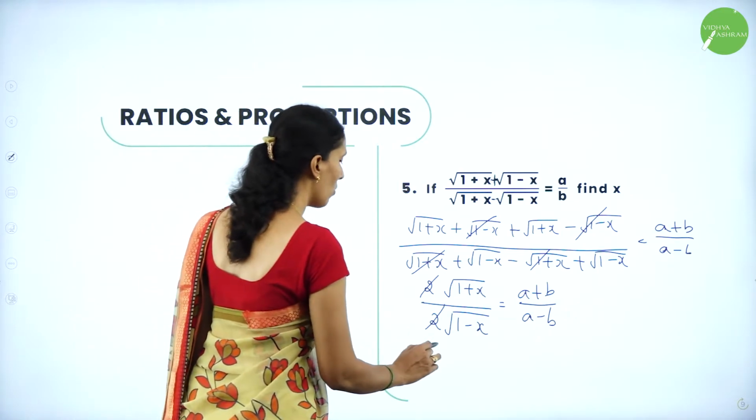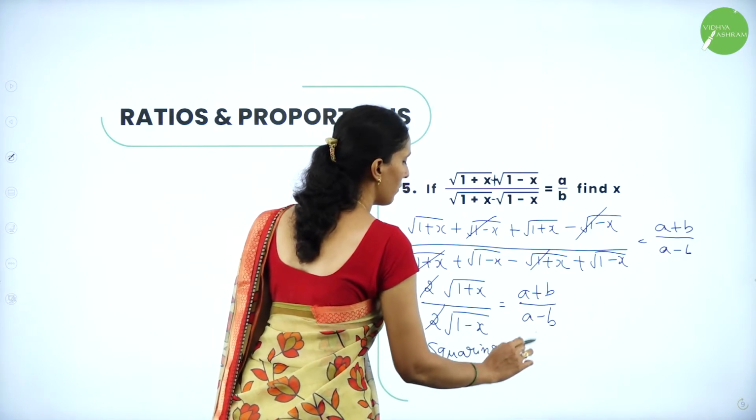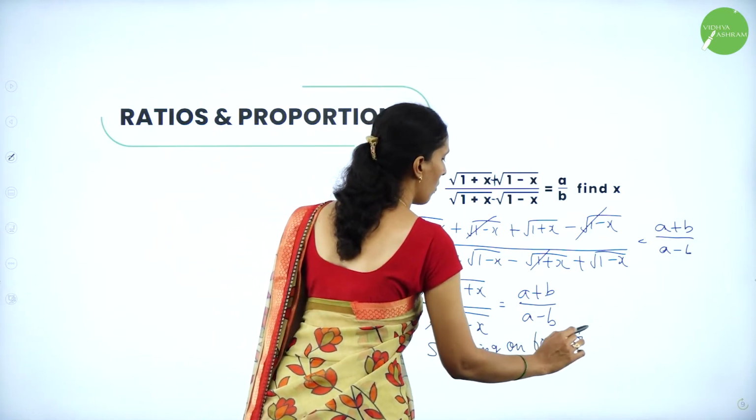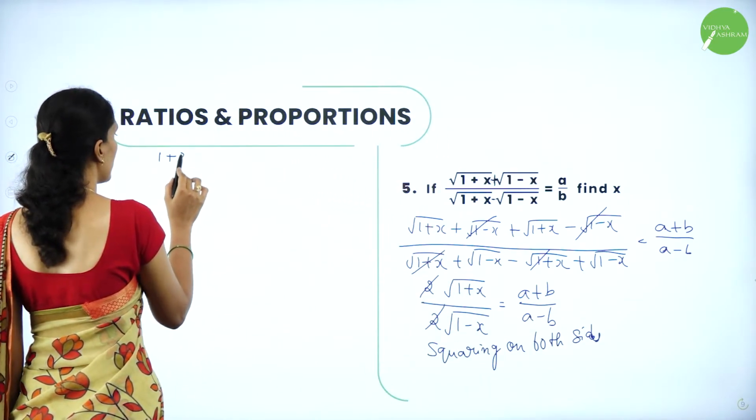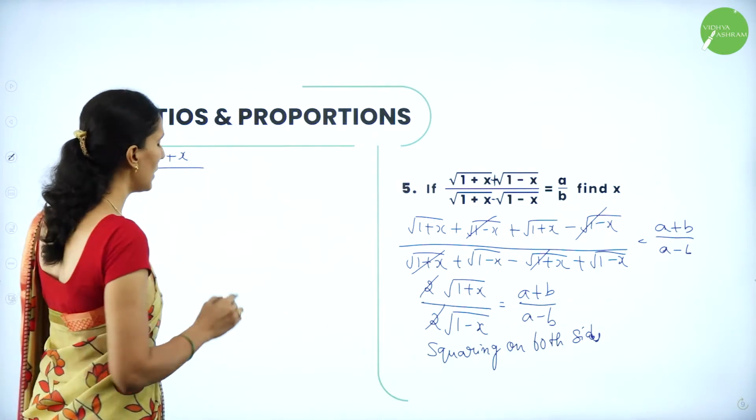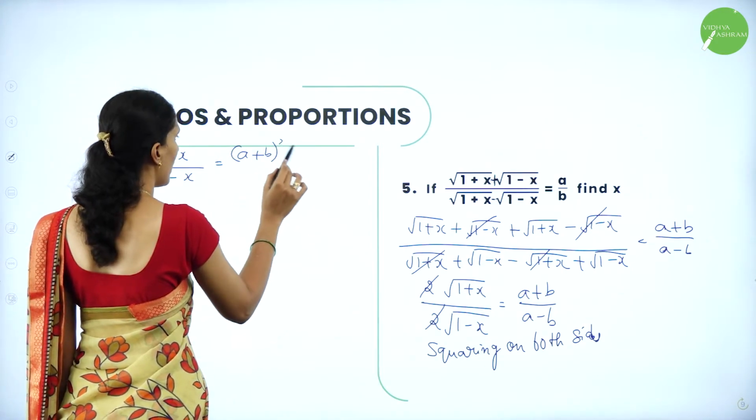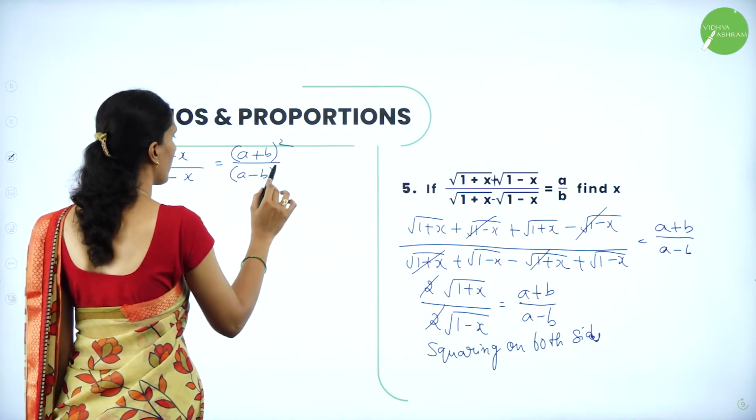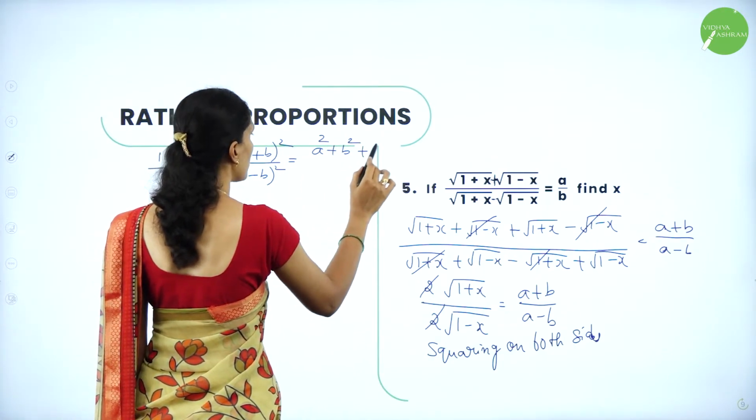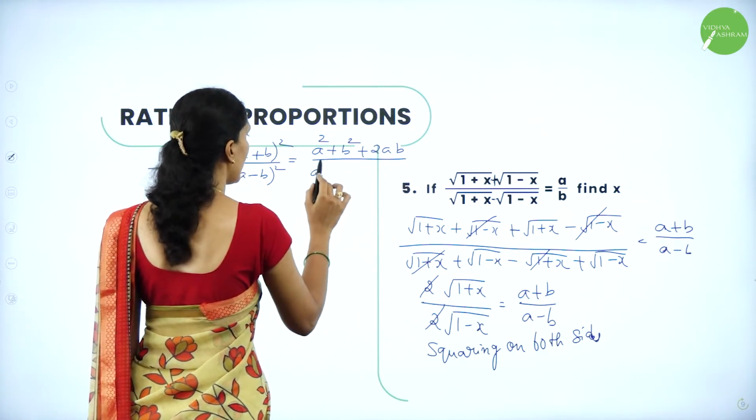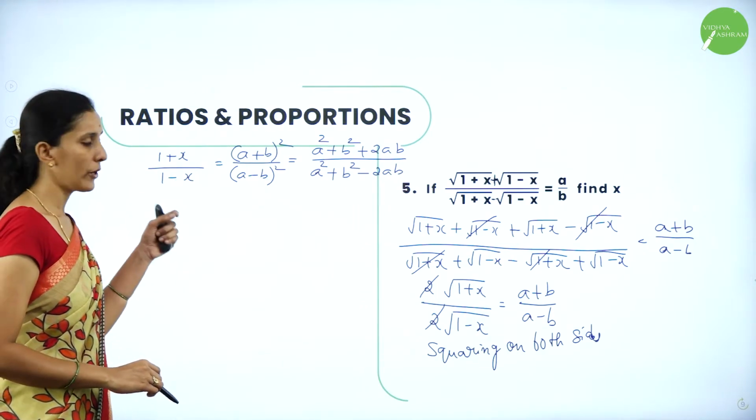Next, squaring on both sides. If you take a square on both sides, root 1 plus x whole square is only 1 plus x. Square root cancels with square. Similarly, here root 1 minus x square is 1 minus x. Here you will get (a plus b) whole square and this is (a minus b) whole square. If you expand this, here we'll get a square plus b square plus 2ab and here a square plus b square minus 2ab. Again, take componendo and dividendo.